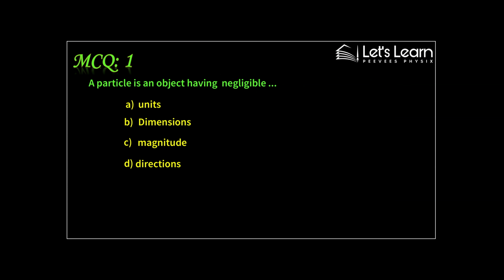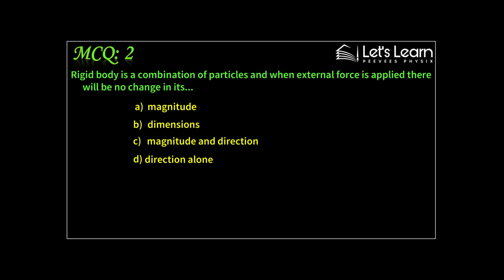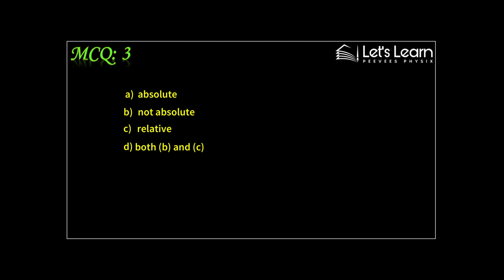Let's do some questions. The first MCQ, a particle in an object is having, of course, negligible size. Negligible size means negligible dimensions. Another question, a rigid body is a combination of many particles, true, and when an external force is applied on it, there is no change in its size, which means again dimension. The third MCQ, rest and motion are dash terms. They are relative and they are not absolute, which means the answer is both B and C.